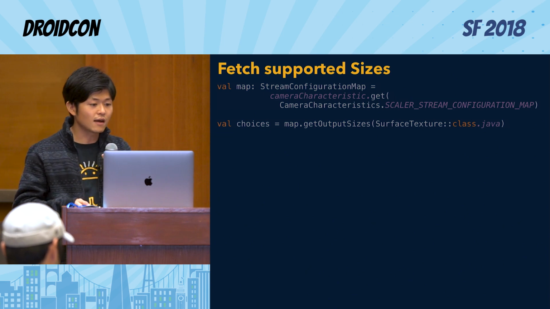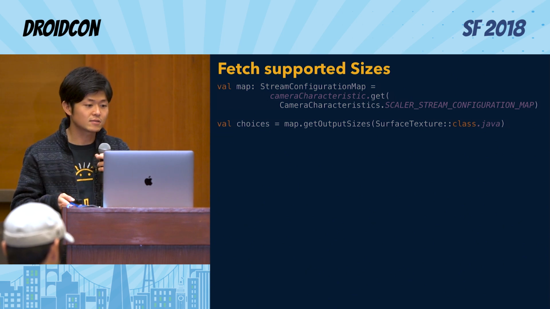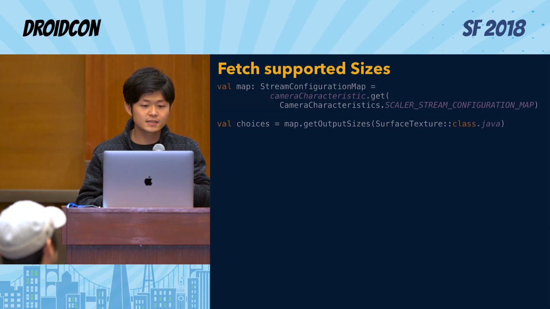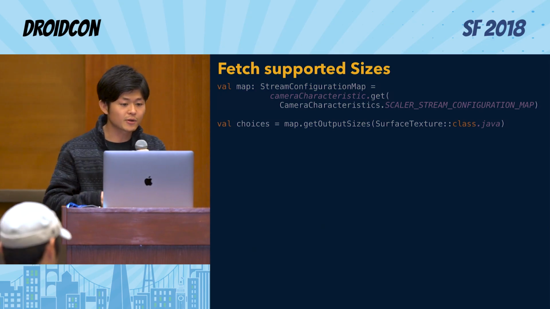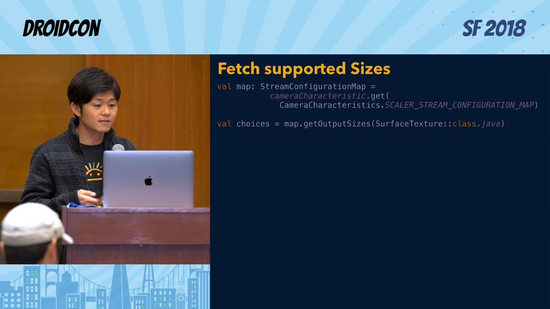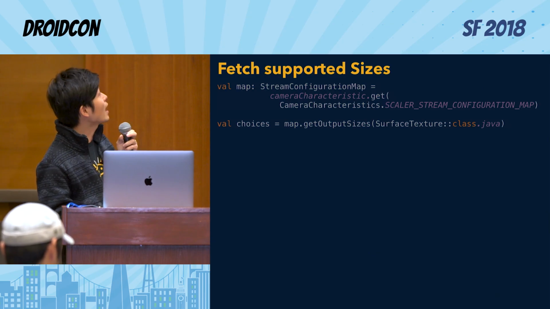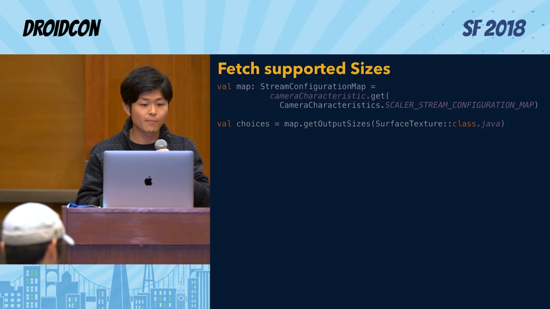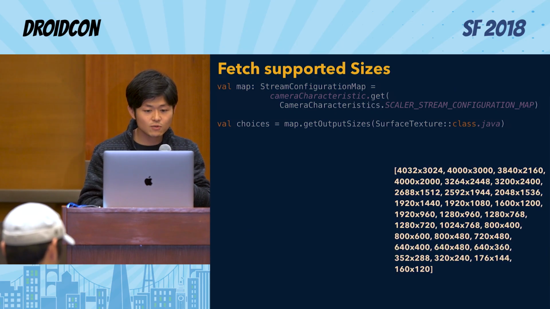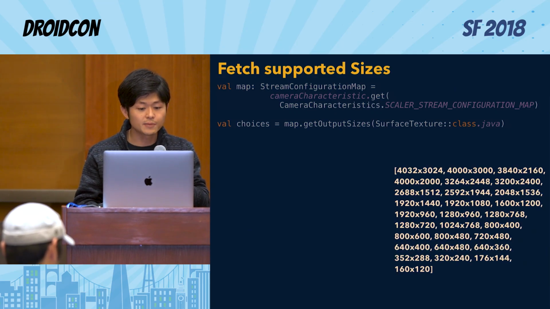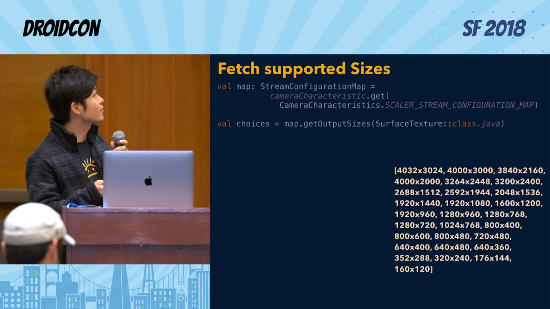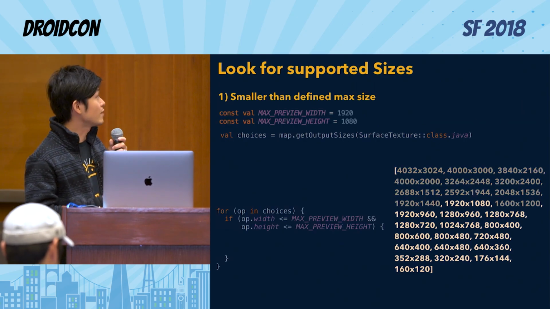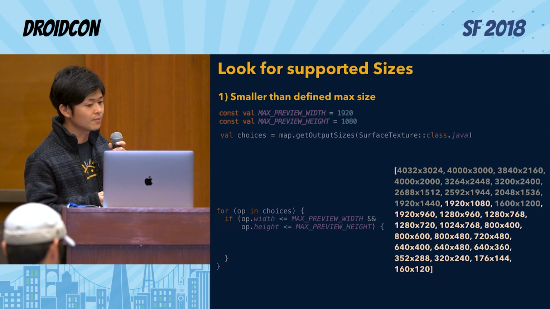Now let's go to fetching the supported sizes. Here, you can fetch the data using the CameraCharacteristics class. And then you will have the key called SCALER_STREAM_CONFIGURATION_MAP, and this will return the supported preview sizes. I got this from the Pixel 3. Now, you have to choose the right preview size from here.